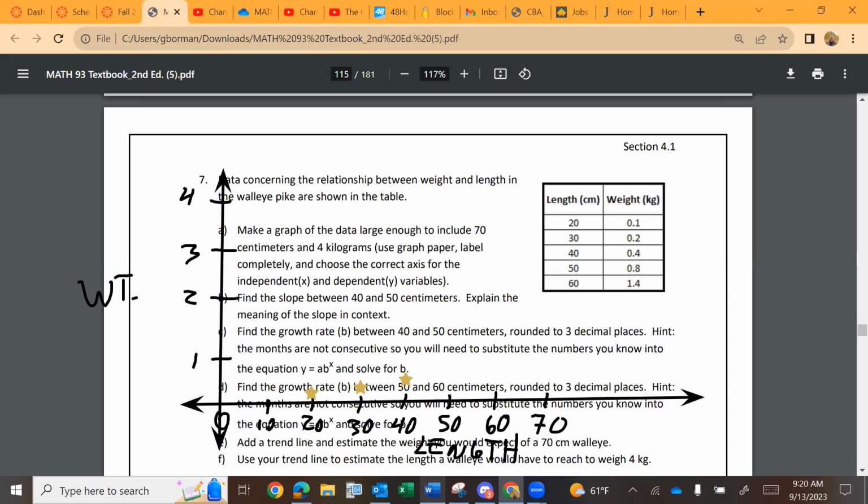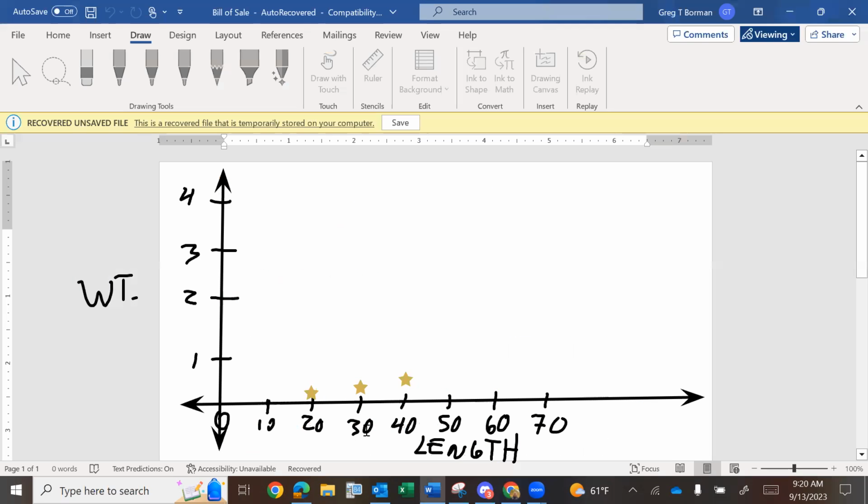All right, so I was making this cool picture. So we were on x equals 50 centimeters. So 50 centimeters and it was 0.8 kilograms, about there. And then 60 centimeters and 1.4 kilograms, maybe about there.